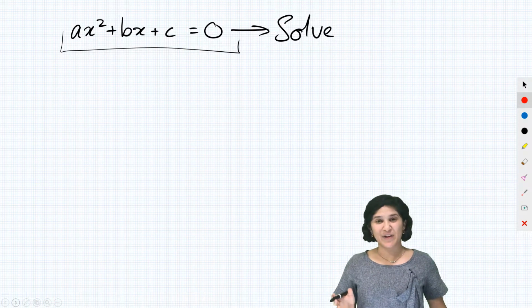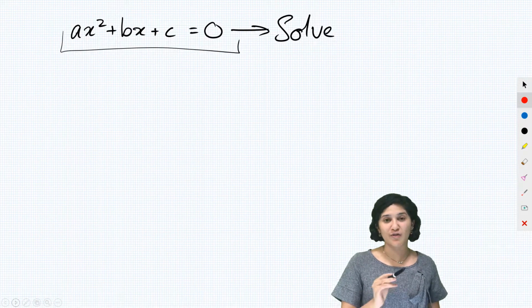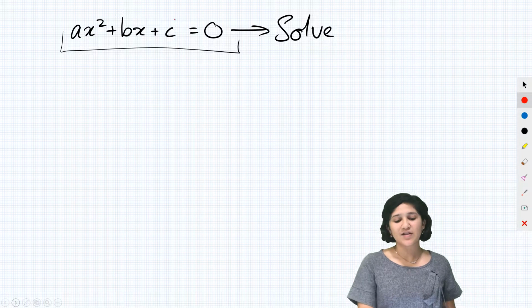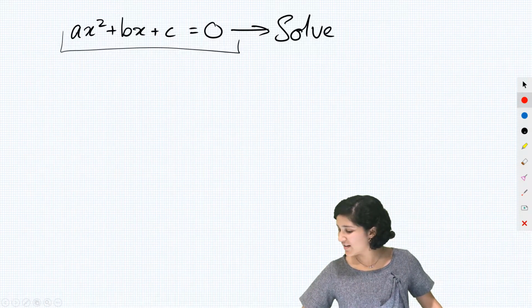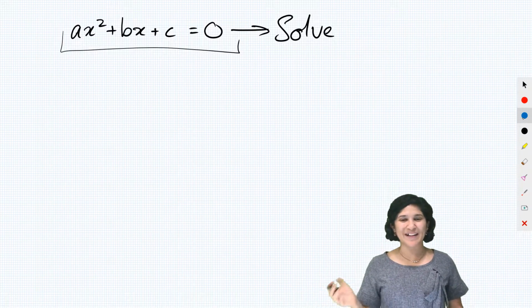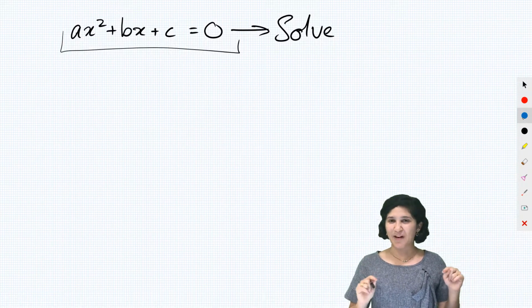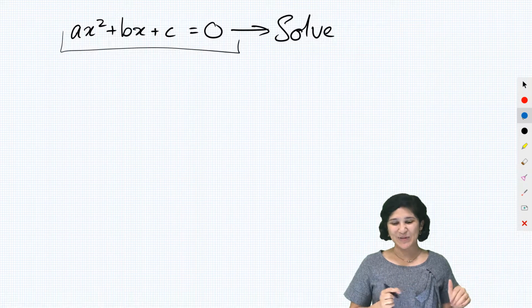In the last video, I set you all the challenge of using completing the square to solve this equation. Okay? So I hope you've all had a go at it. If you haven't, pause the video now, I'll wait, and you can go back and try it.